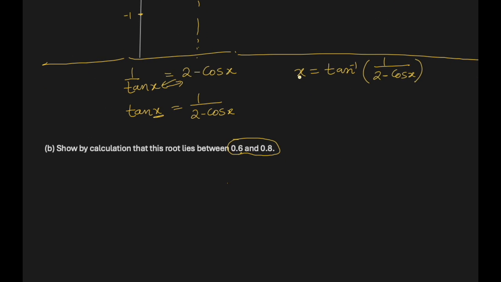I will write x is 0.6. I'll substitute 0.6 once. You will see that 0.6 will not be exactly equal to tan inverse 1 over 2 minus cos 0.6. Actually, this cannot be a degrees angle, it will be in radians. So let me put this in my calculator. It came out to be 0.705. So 0.6 is less than 0.705. They are not equal.